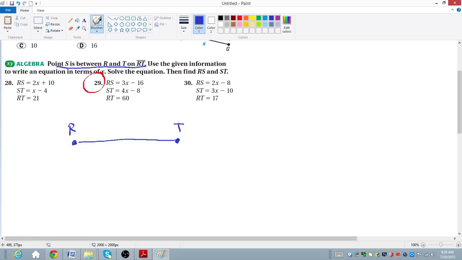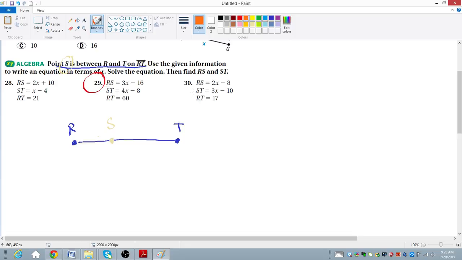Now, what other information does it give you here? It says that S is in between that, so I could put S right here. S right here doesn't really matter. Let me just put it right here, as long as S is in between RT. Now use the given information to solve.